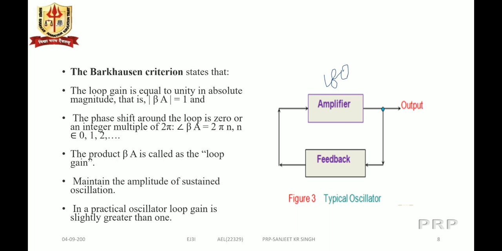Now it is necessary to maintain the amplitude of sustained oscillation. In practice, the oscillator loop gain is slightly greater than 1 in order to have a sustained constant amplitude output.